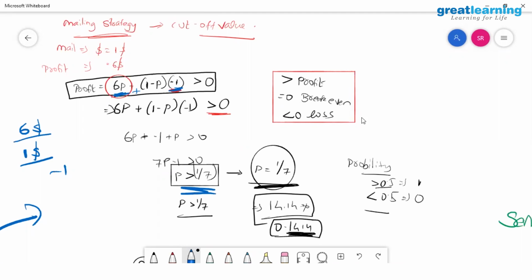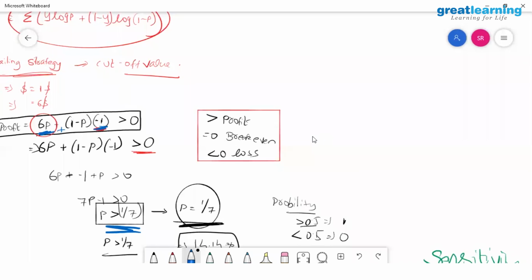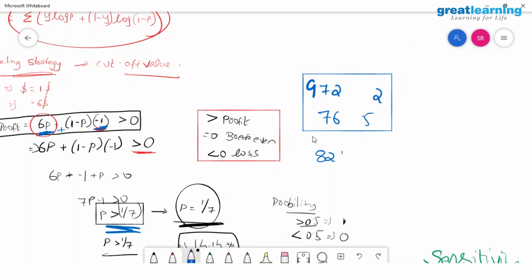If I give a confusion matrix before and after, for example, before, there were 972, 2, 76 and 5. I'm sorry, I cannot put the lines here. After selecting the cutoff, 829, 90, 43 and 38. These are just simple random values. So what is the change between this and this? What is the major change between this and this?